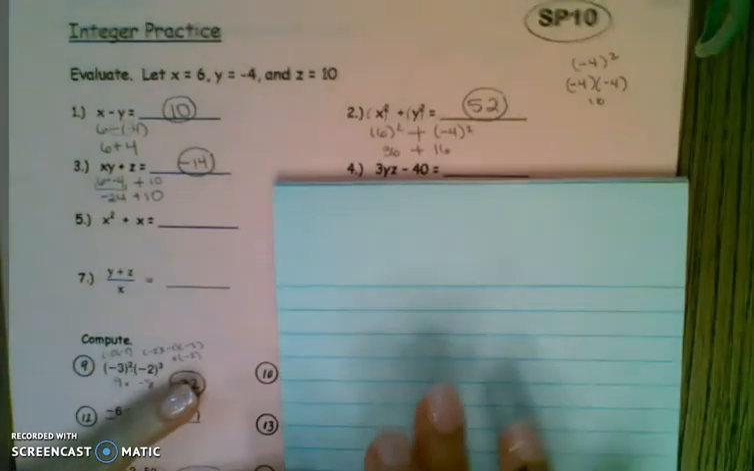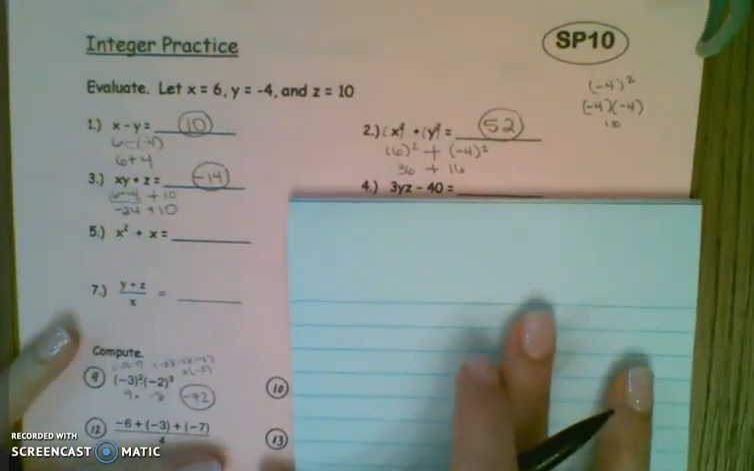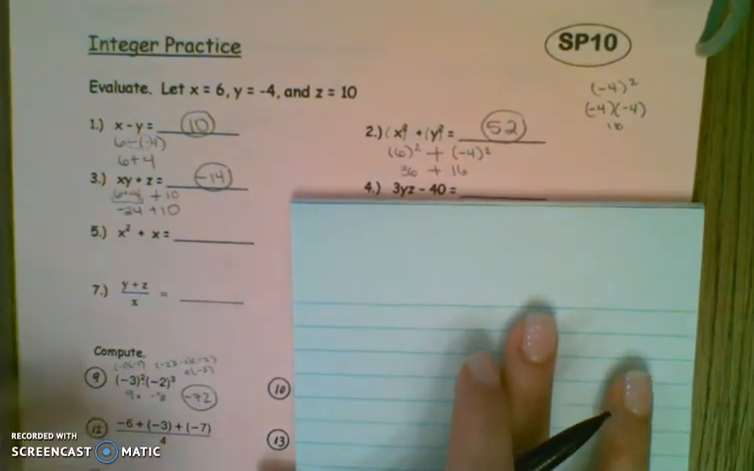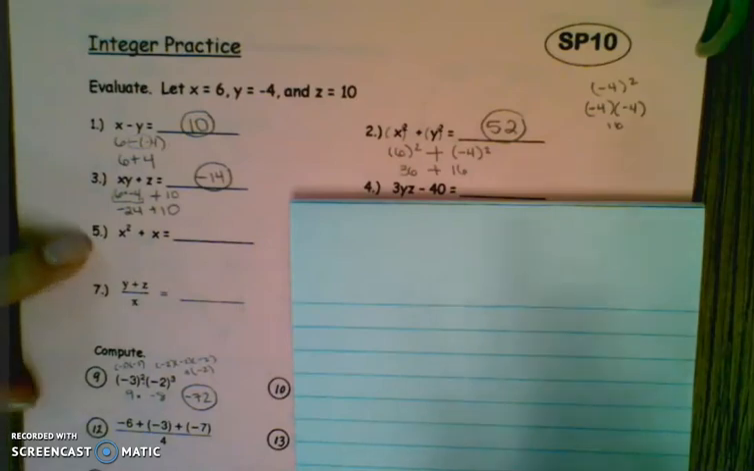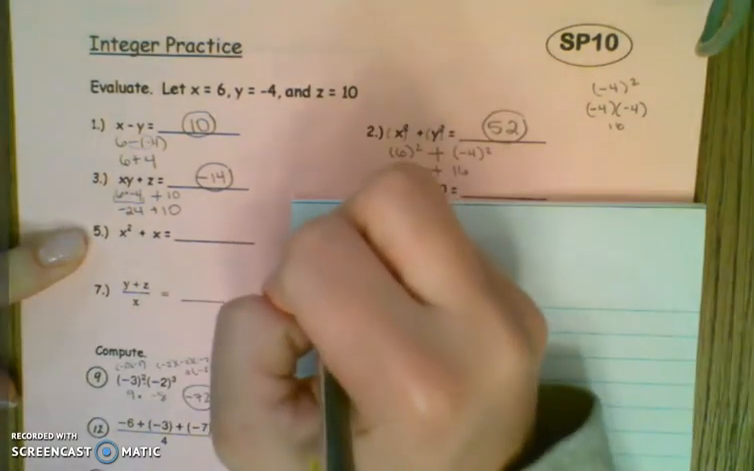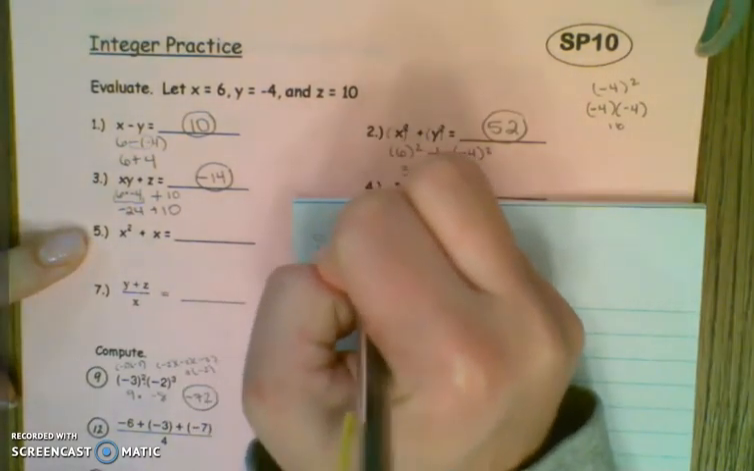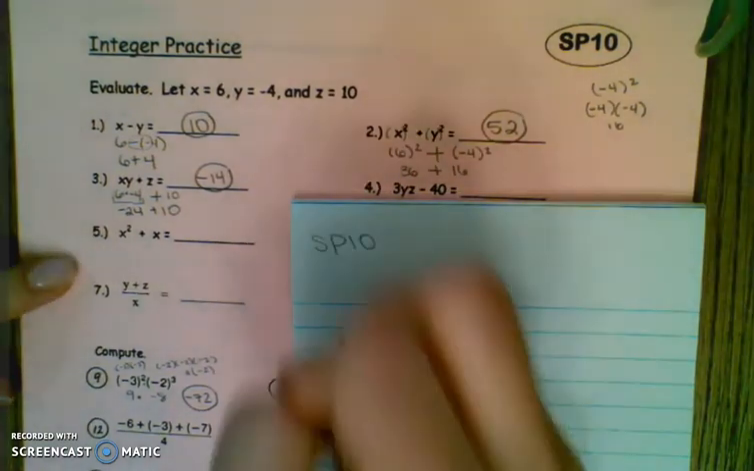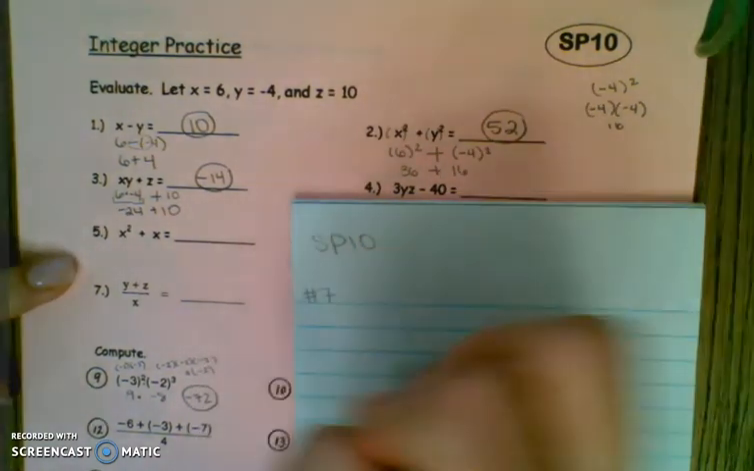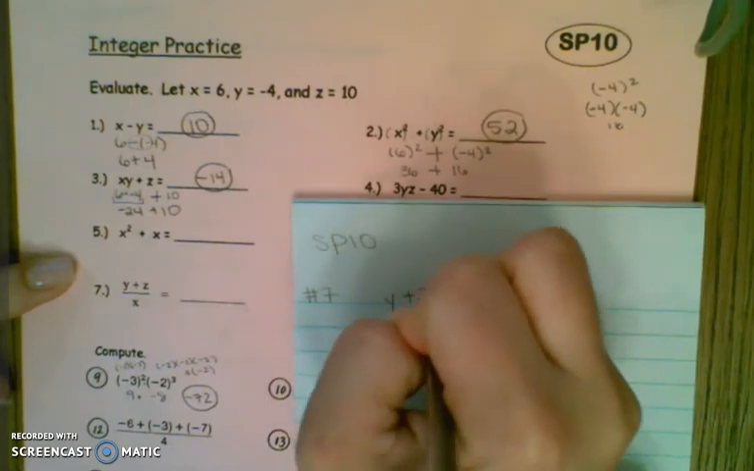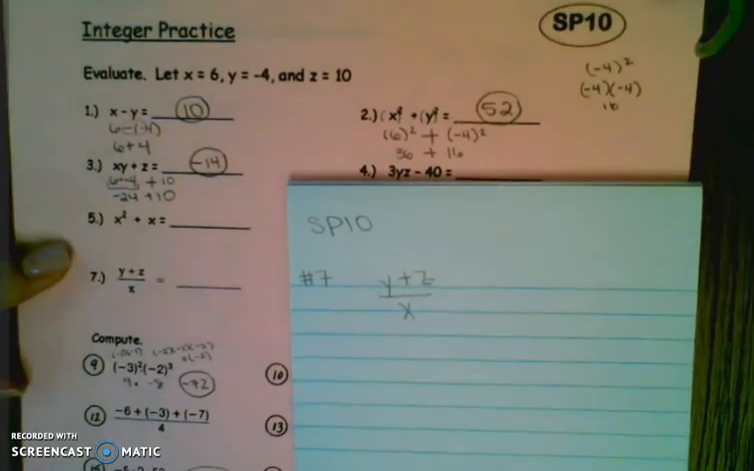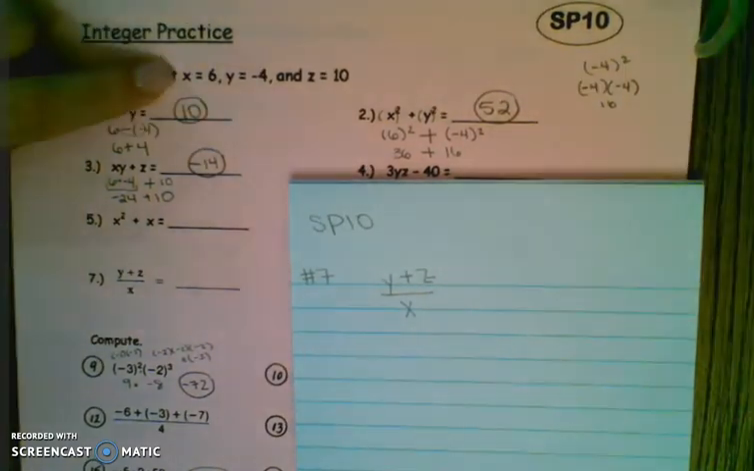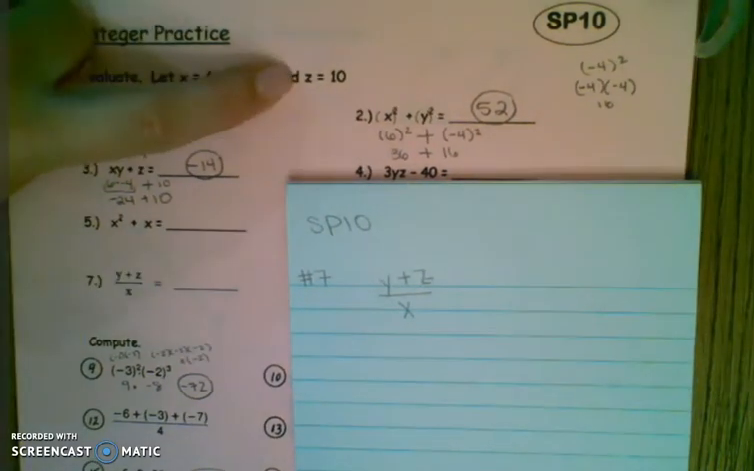Okay, I will post this answer key later. Well, I say later, but I'm making the video this morning, y'all, so you'll be able to check your answers for this. I keep forgetting you're not here. So SP10, number 7. So y plus z all over x. All right, and it tells us above x is 6, y is -4, and z is 10.